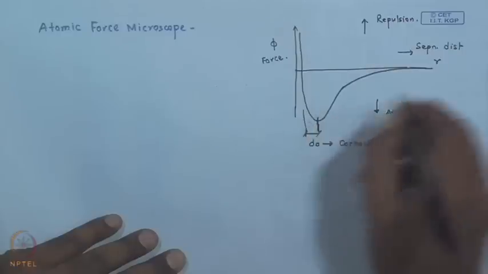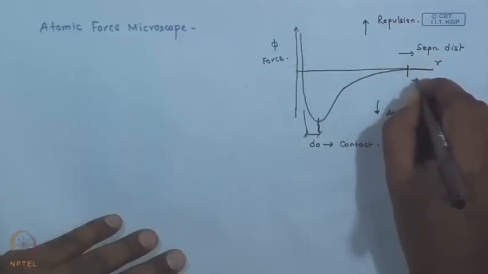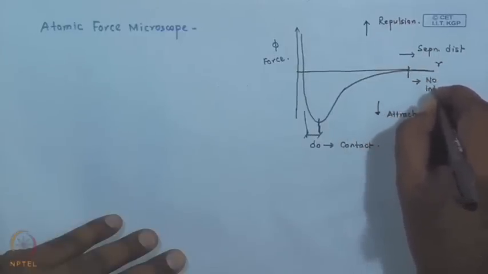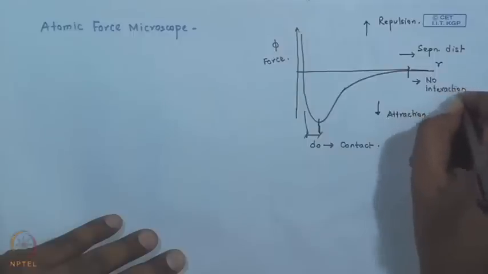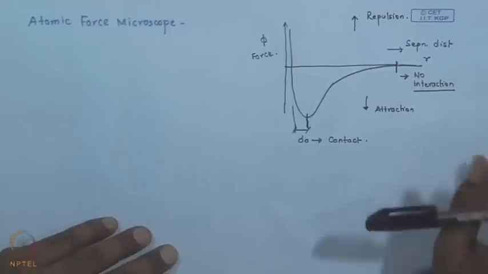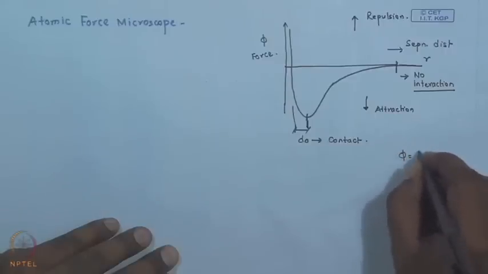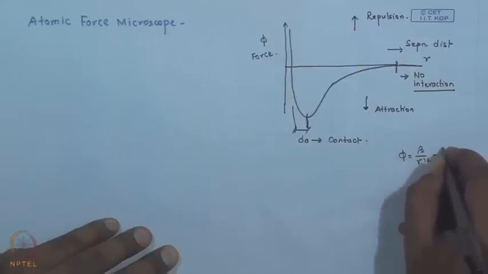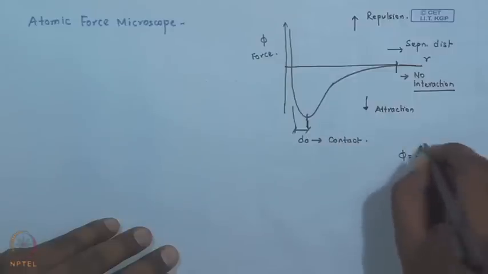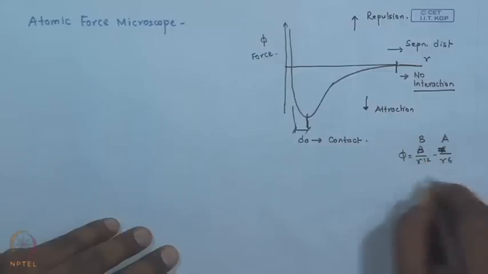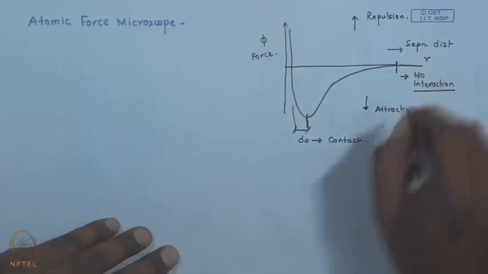Beyond this, firstly, there is no interaction. By no interaction, we understand that there is no molecular level, particle level or atomic level interaction, or van der Waals driven interaction. We used B and A earlier, so let's use that to avoid confusion. For higher values of r, both the terms tend to 0 and therefore the interaction is 0.